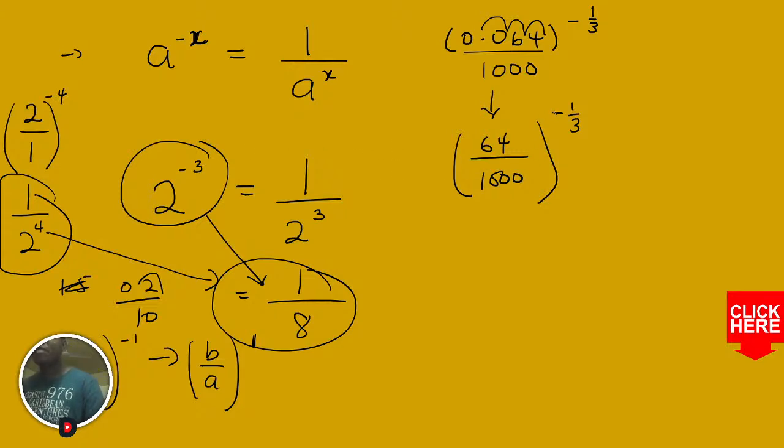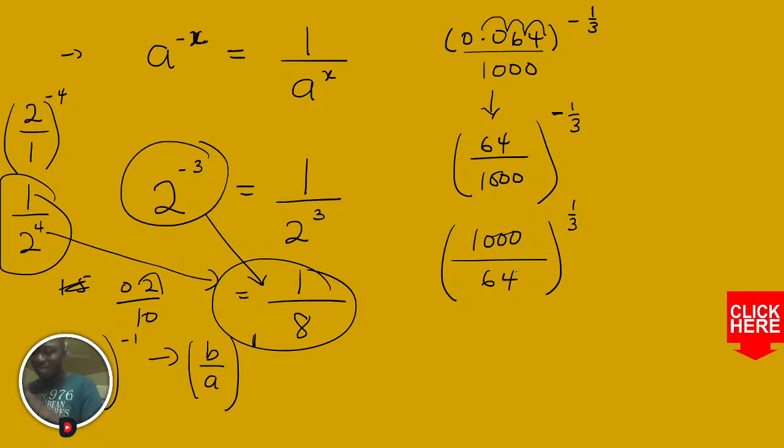Okay, so once we have this, we are going to reciprocate the 64 divided by 1,000. So now it becomes what? 1,000 divided by 64. Okay, so 1,000 divided by 64, the negative goes away.